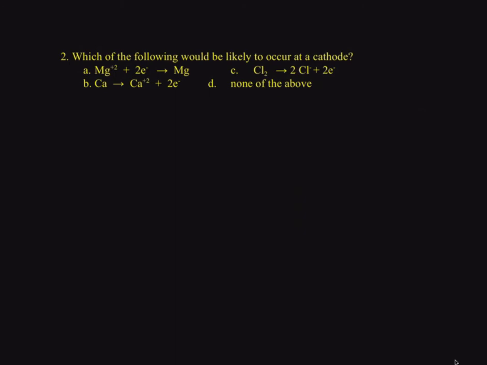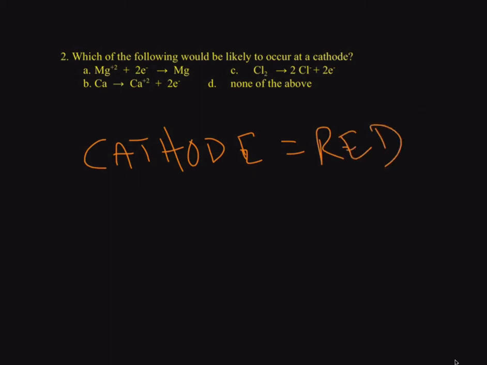So with that in mind, which of these would occur at the cathode? The cathode is the reduction side of the cell. Reduction means that the electrons are going to that electrode. So the one reaction out of these in which electrons are being added, which is what reduction is, is this one right here, choice A.